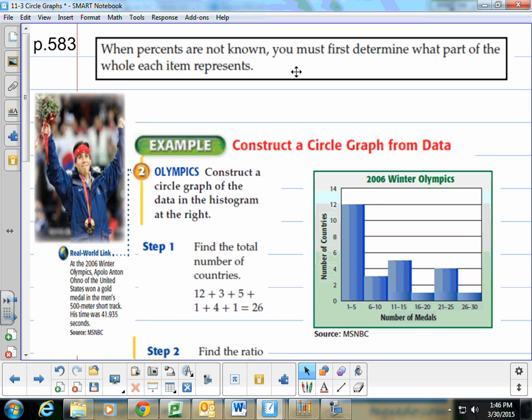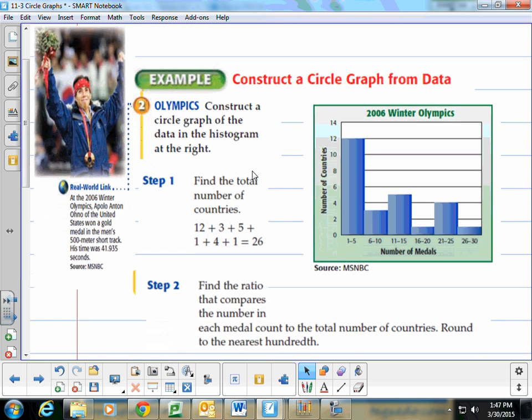So when percents are not known, you have to first determine what part of the whole it represents. If you don't know the percent, you have to find the percent and then find the section. For example, in the Olympics, finding out which countries had the number of medals. You have to find the total number of countries. I see that 12 countries had between 1 to 5 medals. 3 countries had 6 to 10. 5 countries had between 11 and 15. 1 had between 16 and 20. 4 had between 21 and 25. And 1 had between 26 and 30.